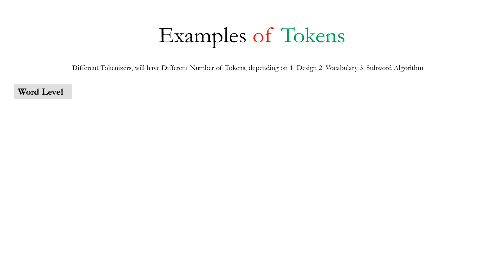So I'm going to give some examples of tokens. Different tokenizers will have different numbers of tokens, right? Depending on design, vocabulary, and subword algorithm. So I do want to make that point. So we can see tokens on the word level. We have an input, I love machine learning. We're going to get 4 tokens.